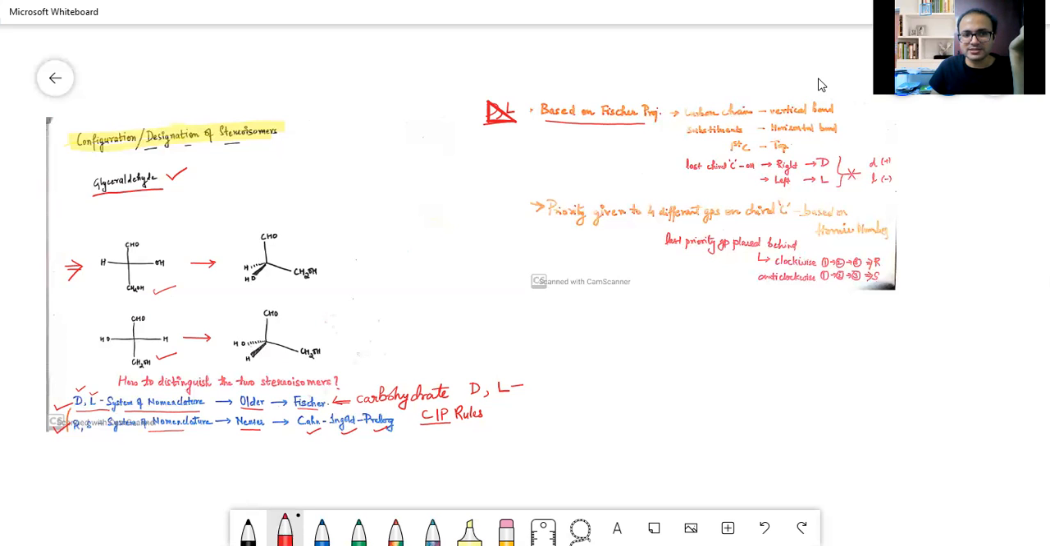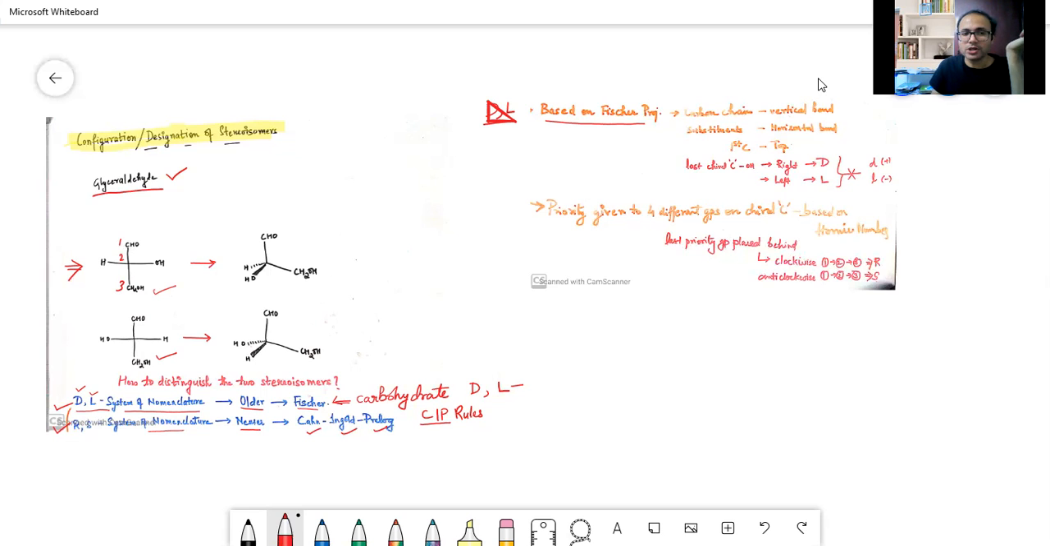So for example, this is the simplest carbohydrate, glyceraldehyde. Here you can see the carbon chain 1, 2, and 3. So it's in the vertical chain. The substituents H and OH are written on the horizontal bond.